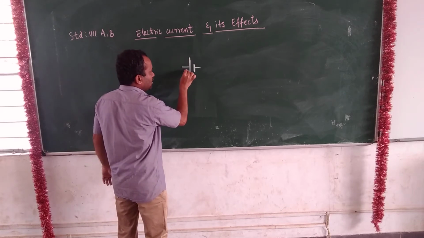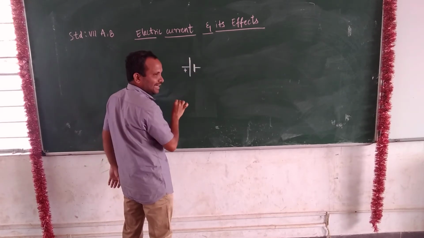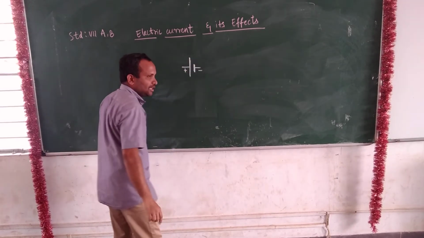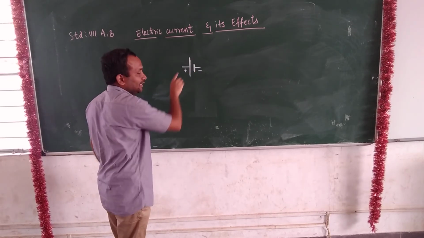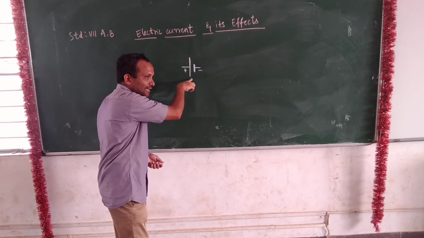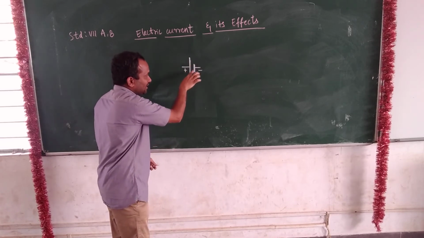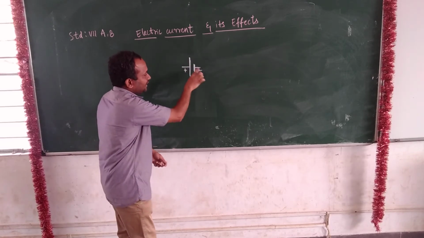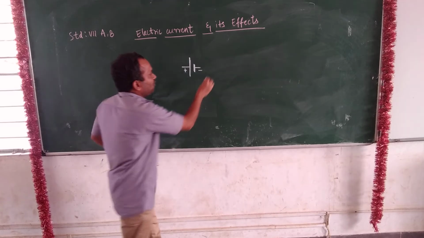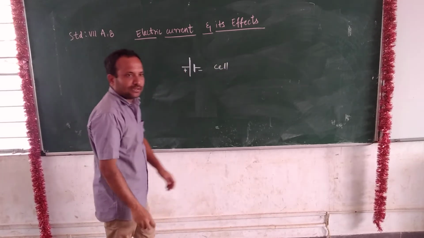This end is called the positive terminal. This short line is called the negative terminal. This is the positive terminal, this is the negative terminal. Longer line, positive terminal. Shorter, thicker line, negative terminal. So this is the symbol for a cell.